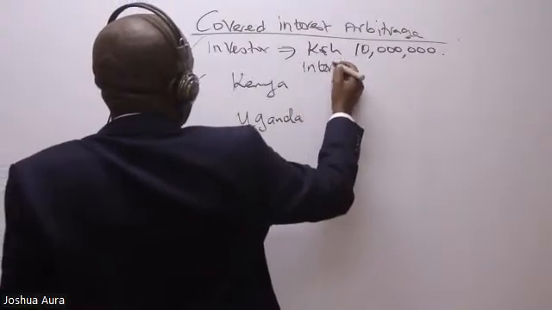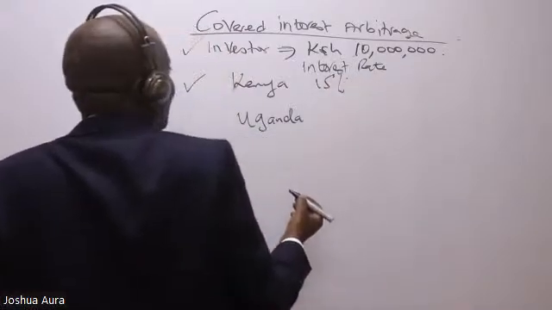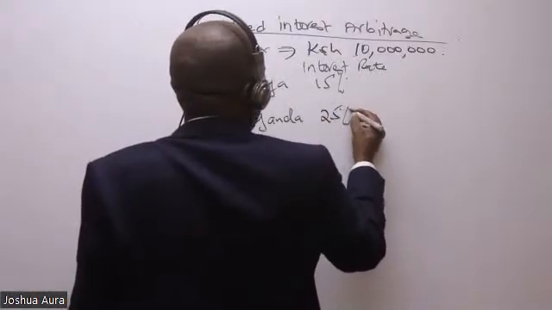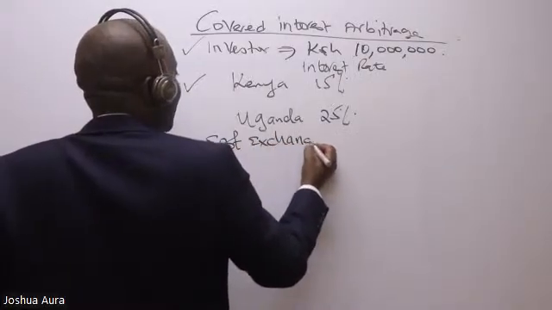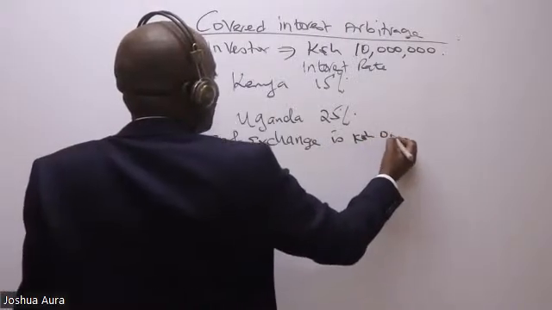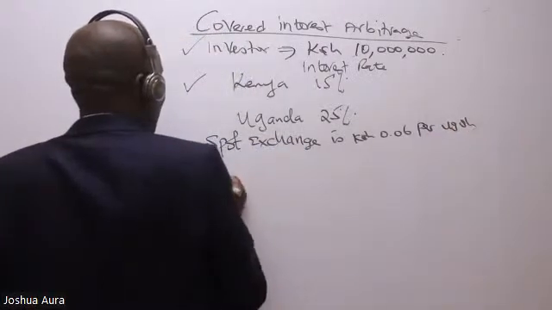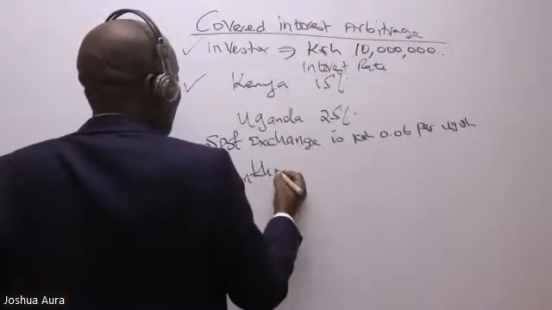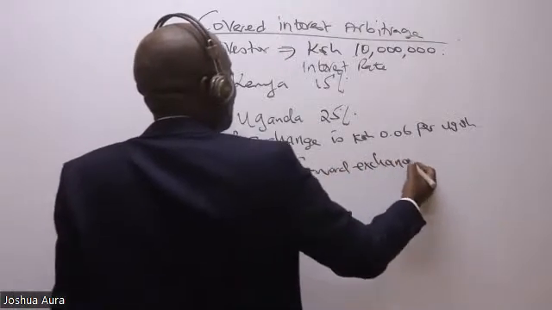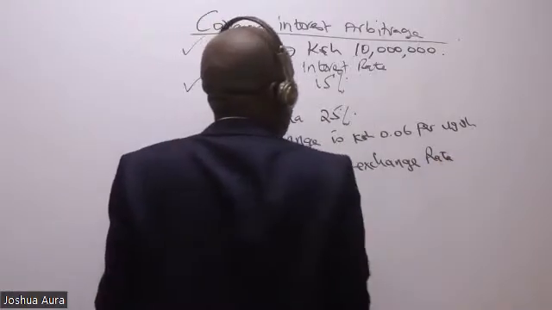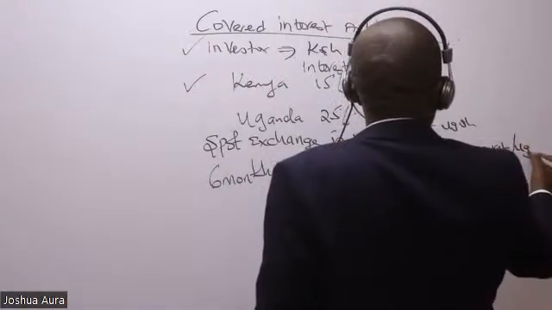So the interest rate in Kenya is 15%. And then we have, ladies and gentlemen, in this case here, Uganda 25%. And then they have given us the spot exchange rate. The spot exchange rate is Kenya shillings 0.06 per Uganda shilling. And then we have a 6 months forward exchange rate. The 6 months forward exchange rate is 0.09 Kenya shillings per Uganda shilling.